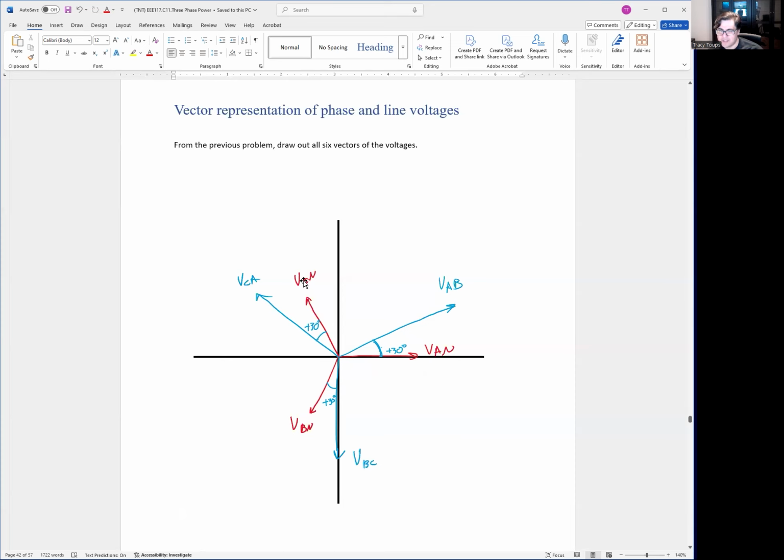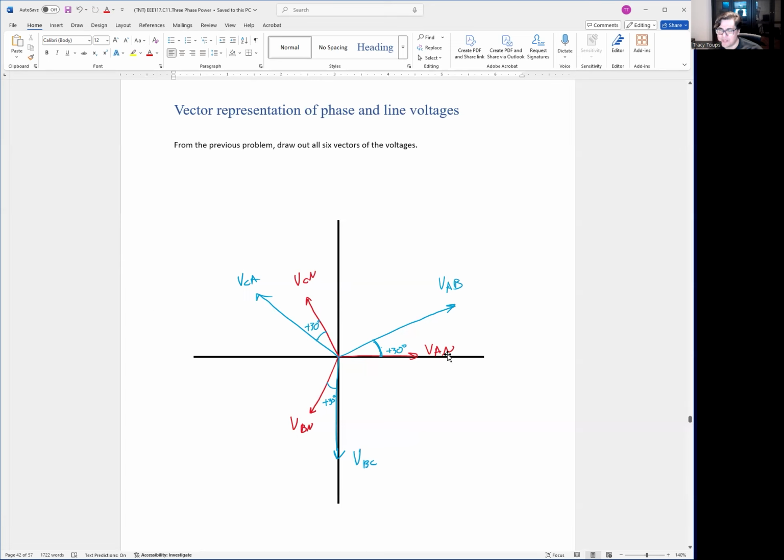So if I actually erase the red vectors and just look at the blue ones, which are our line-to-line voltages, they're going to be 120 degrees apart, and they're going to be the same magnitudes. If I draw a circle, they'll all touch because they're the same magnitude. Okay. So these are all 6 voltages you'll see in a power system.